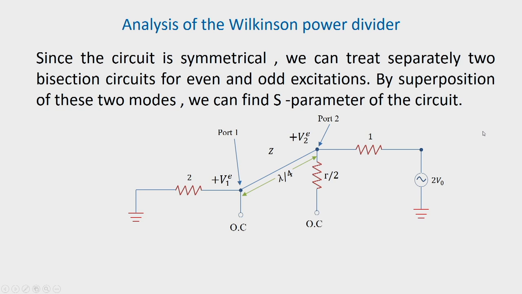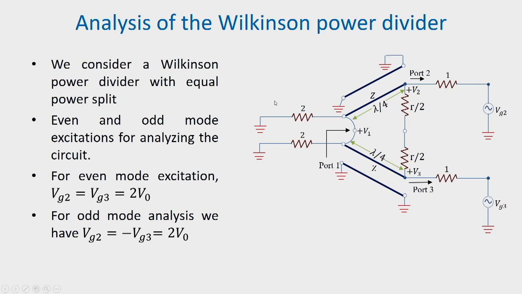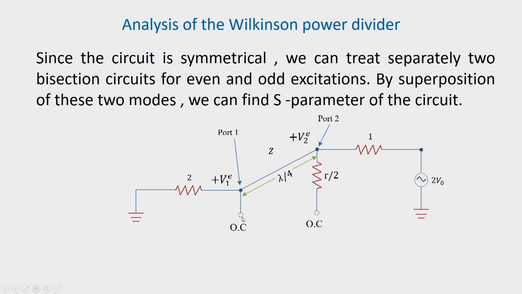So, when we consider even mode excitation, we have seen that we can analyze only this half of the circuit, and this is shown here. So, we have an open circuit here, an open circuit here, and a normalized 2 ohm resistance is connected to port 1. In port 2, we have connected VG2, which is 2 volt, and we have a normalized value of resistance 1 representing Z0, and we have a lambda by 4 transmission line section. The other conductor is not shown here, and it has a normalized characteristic impedance of Z.